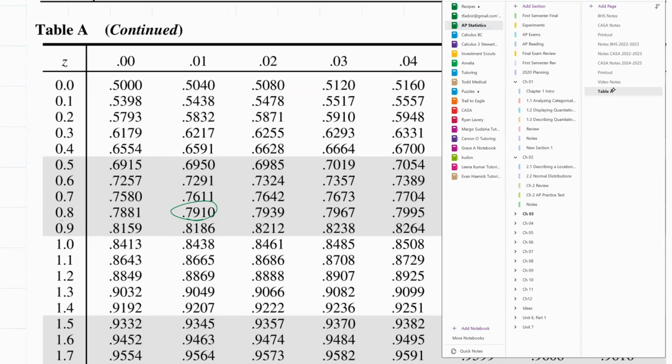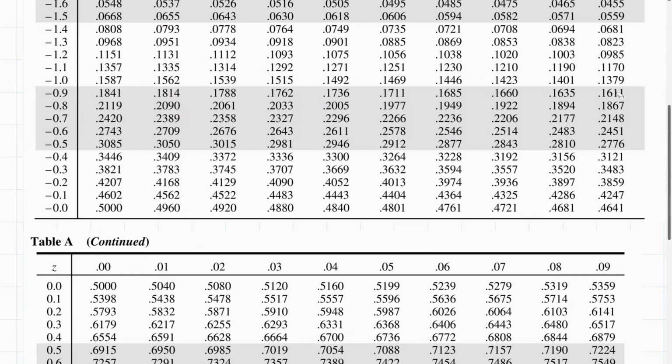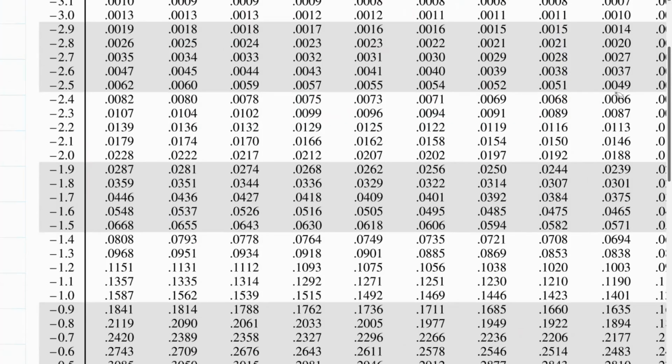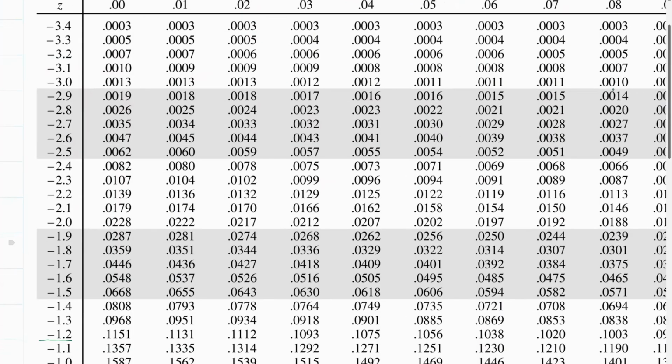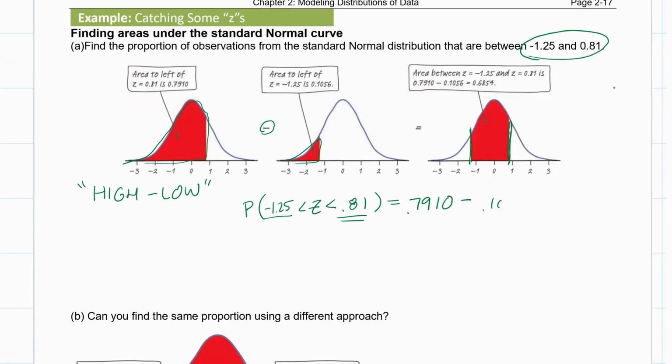And then we're going to subtract from it the value that we get from looking up negative 1.25. So let me go back to table A, negative 1.25. All right. So here's my negative 1.2, and here's my 5. Let's see where they intersect. Right there. 0.1056. And if we subtract these two, which I did when I was preparing this lecture, we get 0.6854.